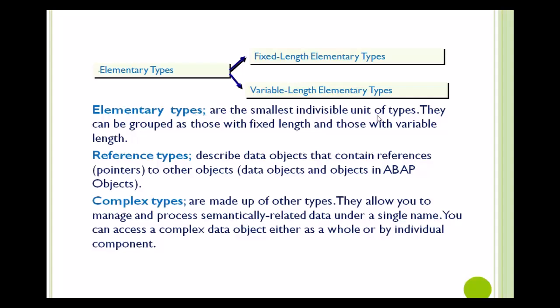Elementary types are the smallest individual units of ABAP types, so they can be grouped as those with a fixed length or with a variable length. This is called an elementary type.